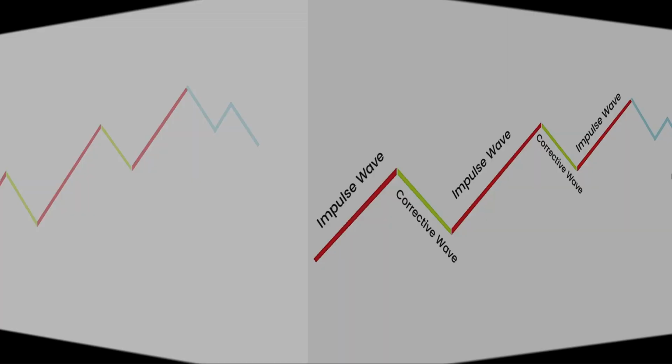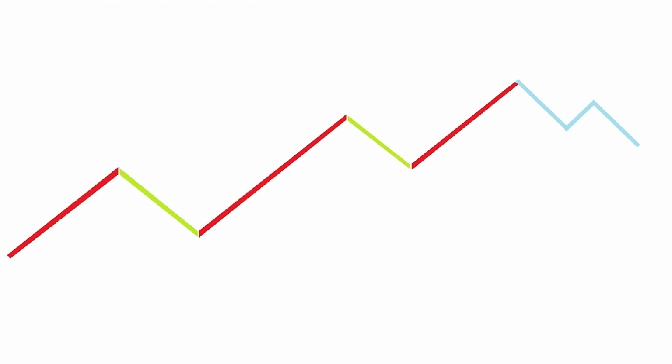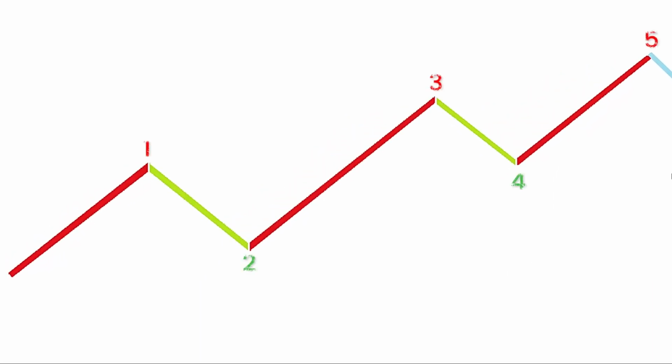Impulse waves 1, 3, and 5 go along with the overall trend. Waves 2 and 4 are the corrective waves, opposite of the main trend. The first wave starts with a strong move in a direction, which indicates that the previous trend has ended and a new trend has emerged. The first wave has been caused by a small group of people that decide to enter the market. This causes the prices to rise or fall depending on what side of the trend you are.